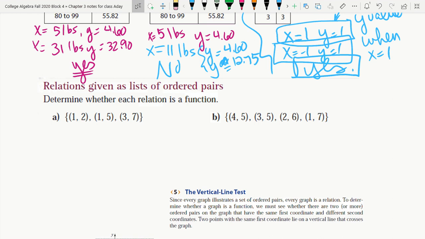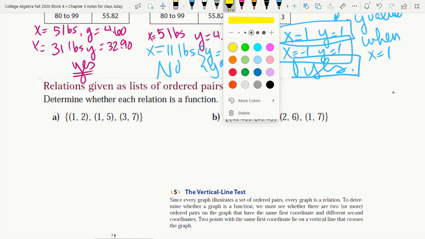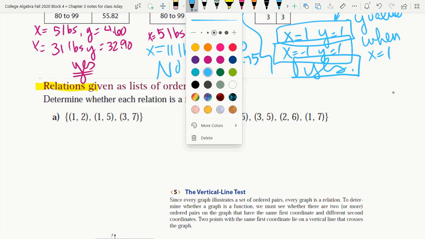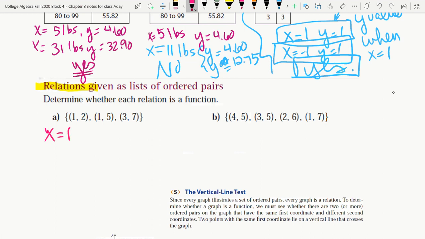Relations given as lists of ordered pairs. So this is that relation when you just have relations, ordered pairs. Here we go. So is this relation a function? We operate the same way with these. When x equals 1, my y is 2, or my y is 5. So when x equals 1, I get 2 and 5 for the y, so this is a no.